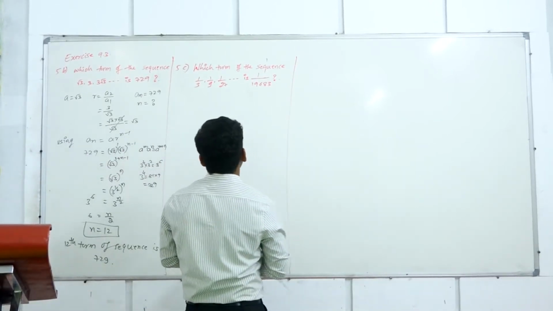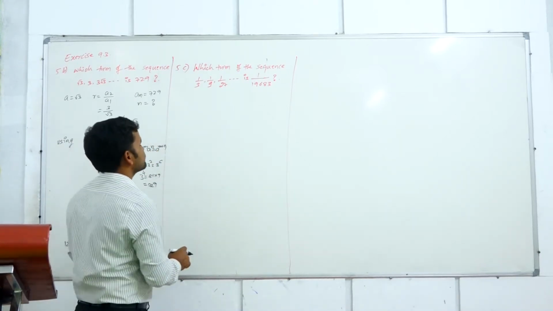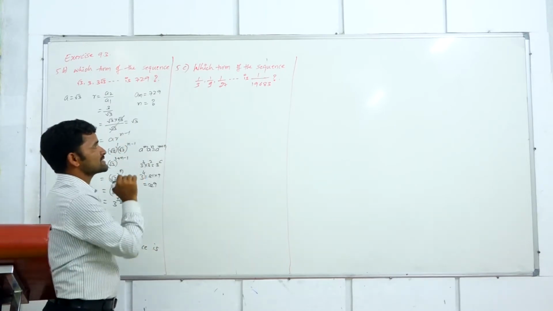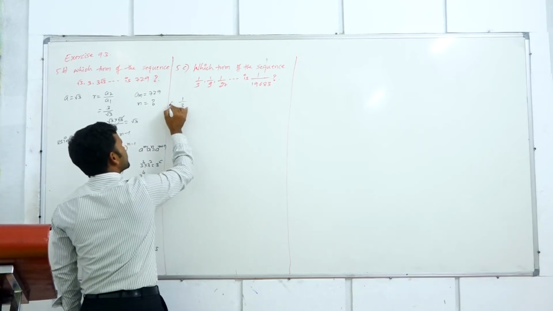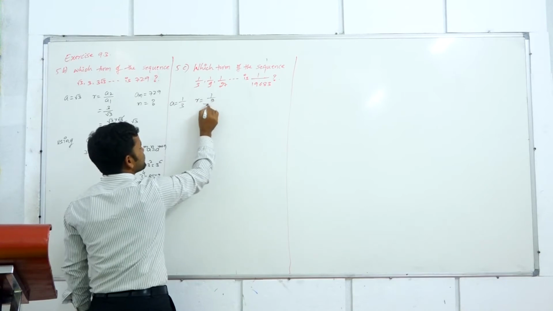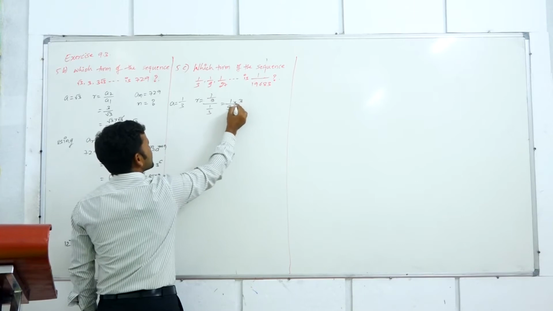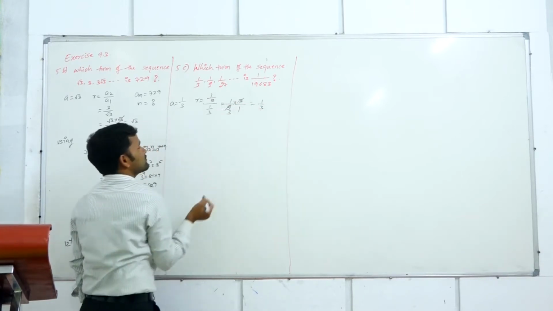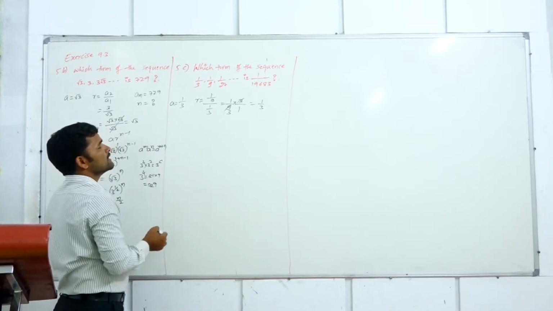Problem number 5C I have written here. Again, same thing. Which term of the sequence 1 by 3, 1 by 9, 1 by 27 is 1 by 19683? Here a is equal to 1 by 3, r is equal to A2 by A1, 1 by 9 by 1 by 3. This can be written as 1 by 9 into 3 by 1. Again 3 1s are 3, 3 3s are 9. This is 1 by 3. r is equal to 1 by 3, a is equal to 1 by 3.